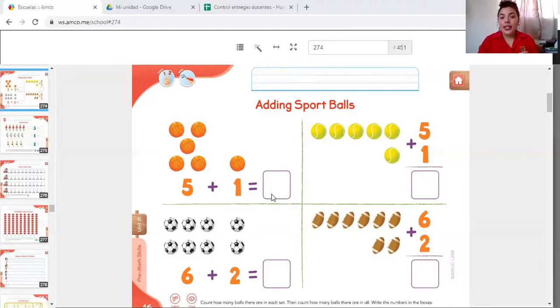So the next, I have 5 balls. Okay, let's go. 1, 2, 3, 4, and 5. 5 pens, okay? But I have 1 more. So I need 1 more pen. So 1, 2, 3, 4, 5, and 6. How many? 6. Very good. I have 6 balls. Put the number 6 over there. The number 6, I put here, okay?